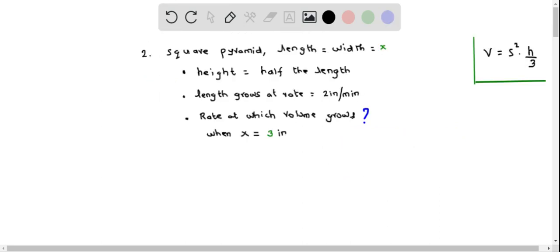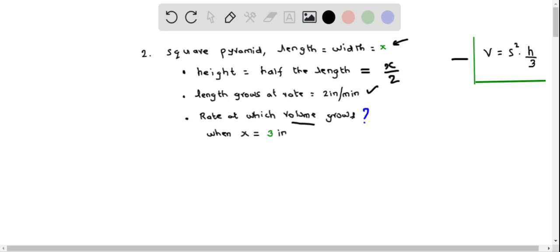Let's do question 2. Here we have a square pyramid whose length and width are equal to x, and the height is always half the length. So I can write down the expression for height, which equals half the length. Since x represents the length, this will be x by 2. And we are also given the length grows at a rate of 2 inches per minute, and we have to determine the rate at which the volume grows when x equal to 3 inches.